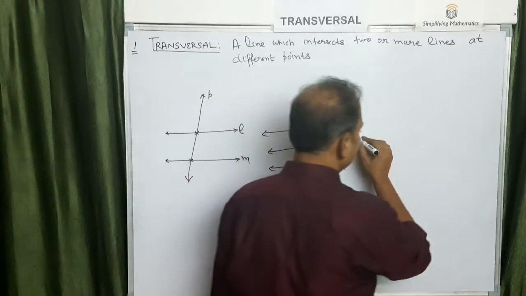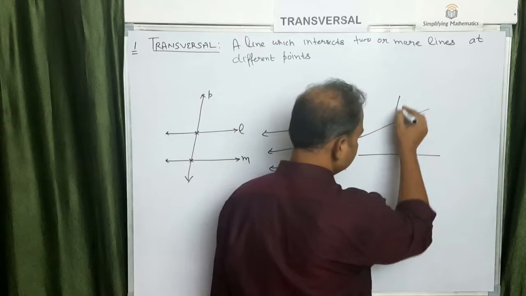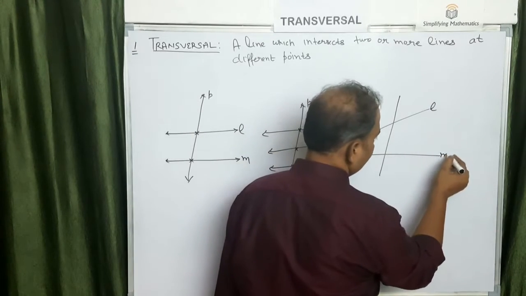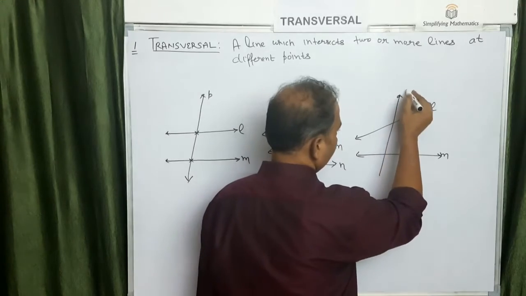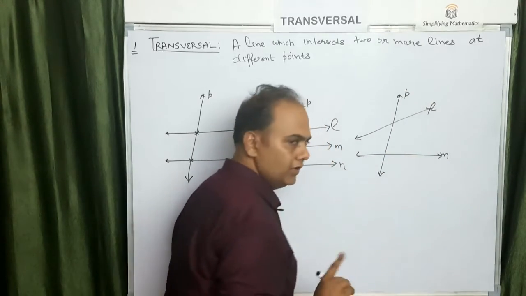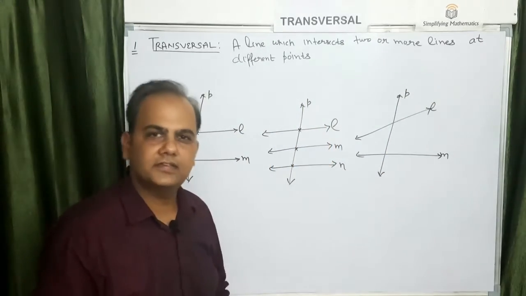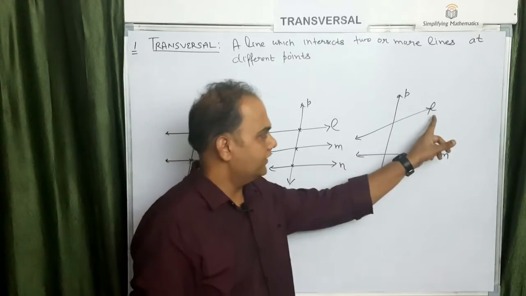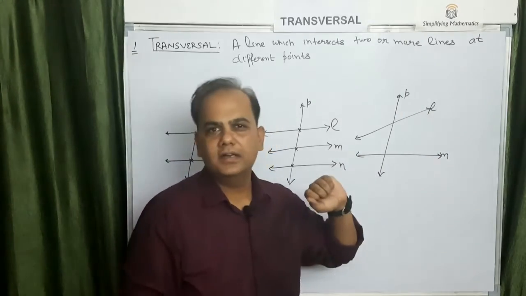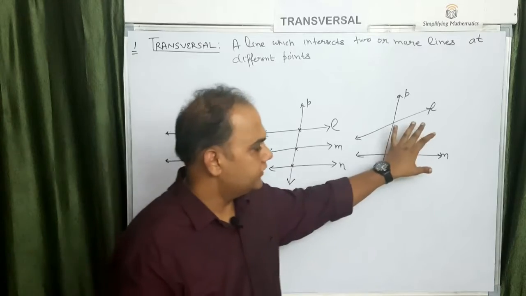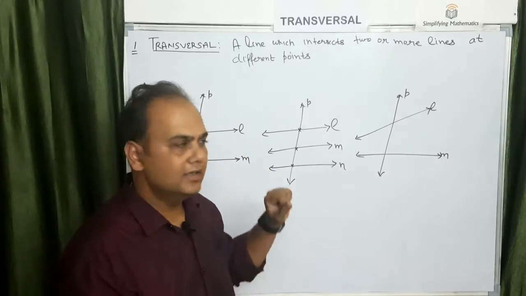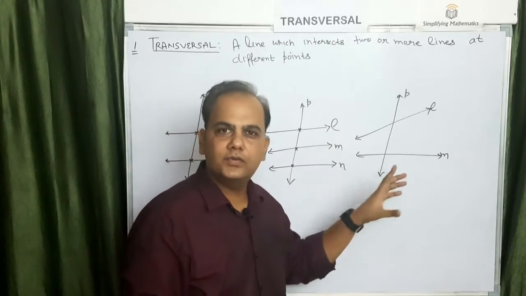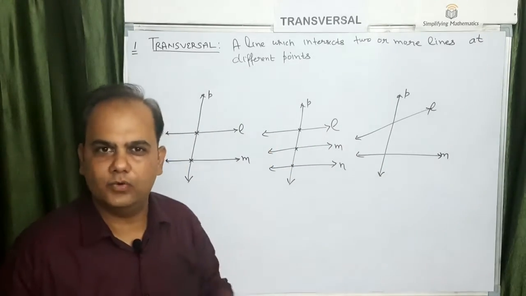Now if I take these two lines, is this a transversal? Yes, this is a transversal because this is again cutting lines L and M at different points. चाहे वो lines parallel हो या these are not parallel. So this is not a condition, but condition क्या है कि it should intersect the lines at different points.